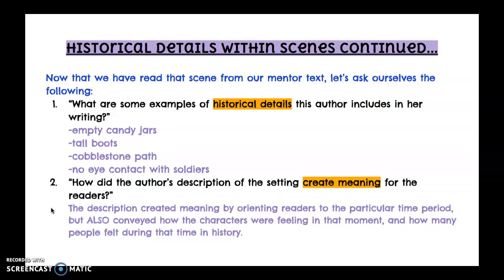And how the description of the setting created meaning for the readers. The description created meaning by orienting the readers to the particular time period, but also conveyed how the characters were feeling in that moment and how many people felt during that time in history.